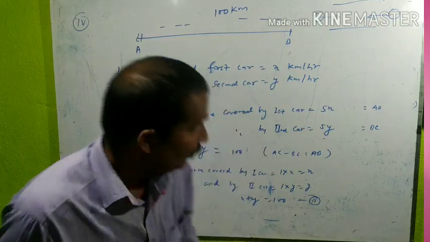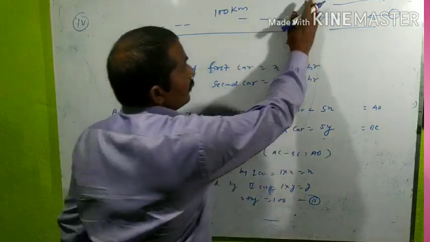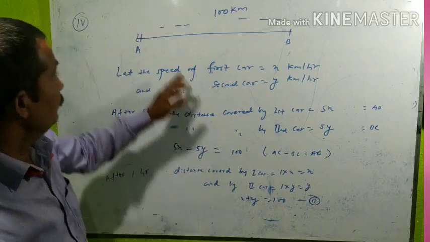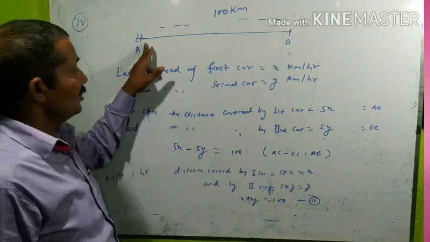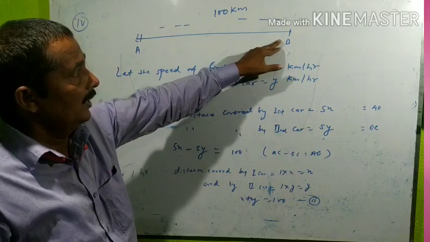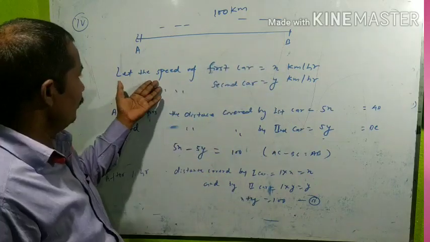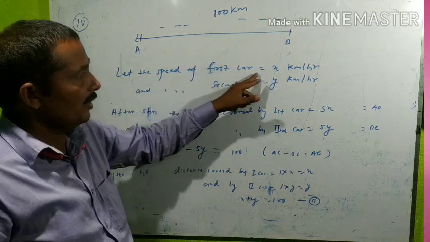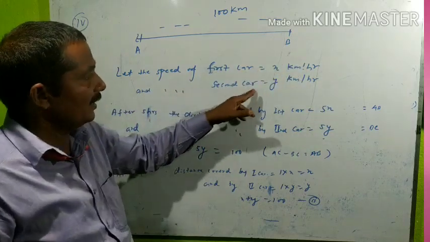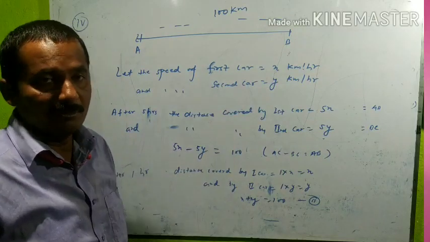Okay, look here. The two cars are here. Suppose one car starts from A and the second car starts from B. Let the speed of the first car be x km per hour and the speed of the second car be y km per hour.